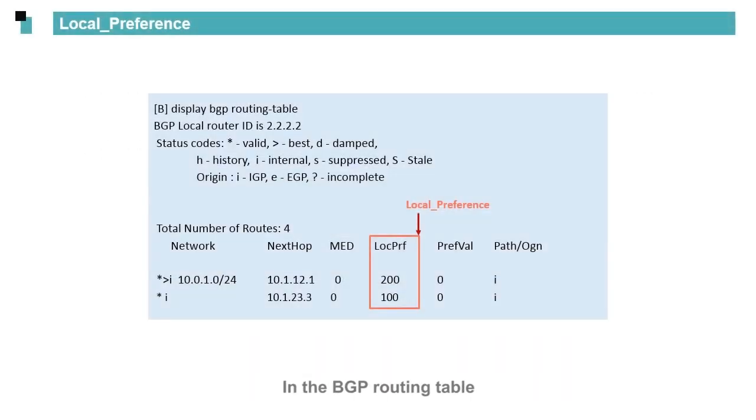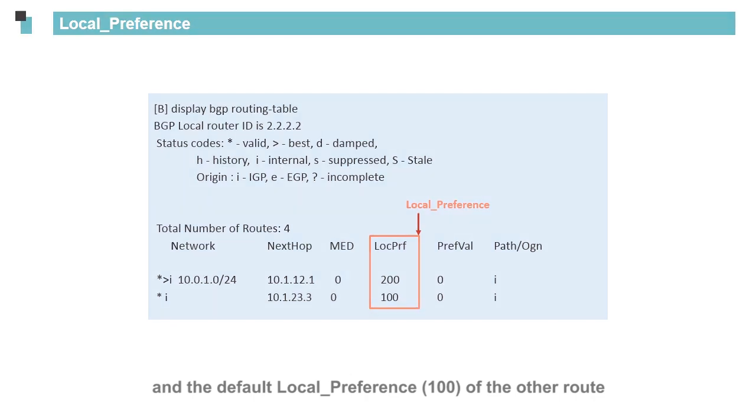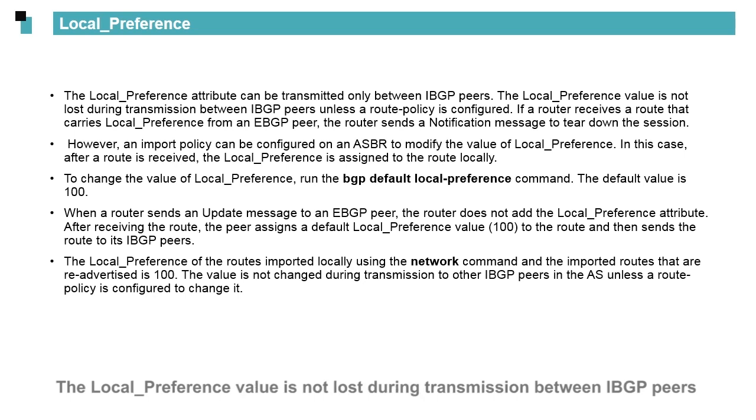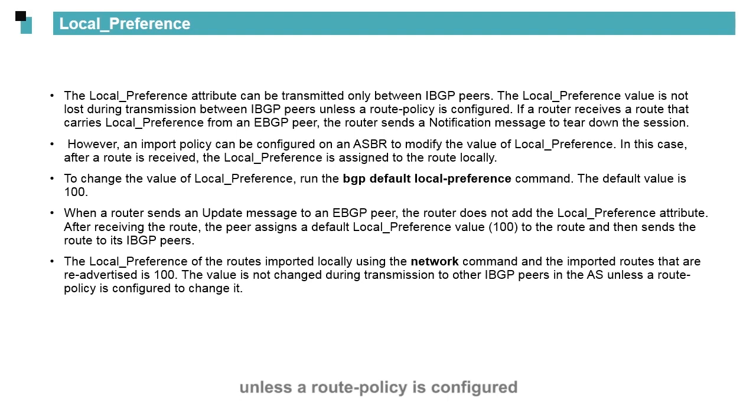In the BGP routing table, we can see the new local preference 200 of the optimal route and the default local preference 100 of the other route. The local preference attribute can be transmitted only between IBGP peers. The local preference value is not lost during transmission between IBGP peers unless a route policy is configured.